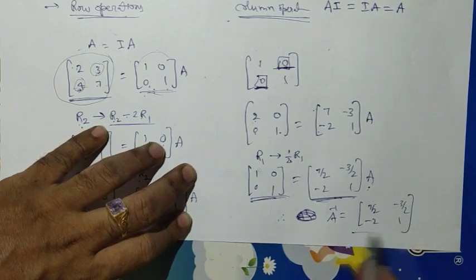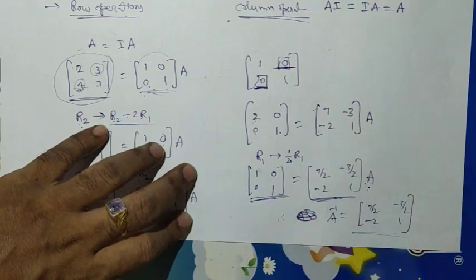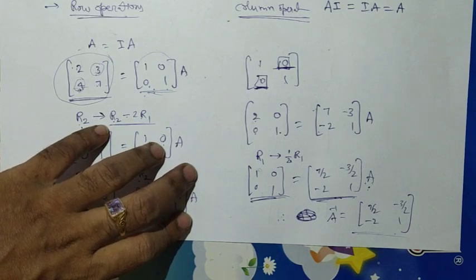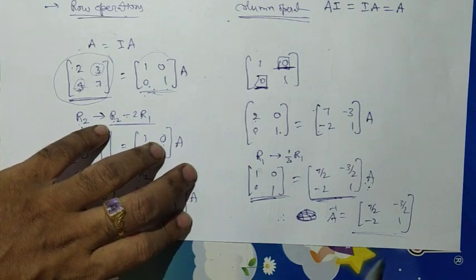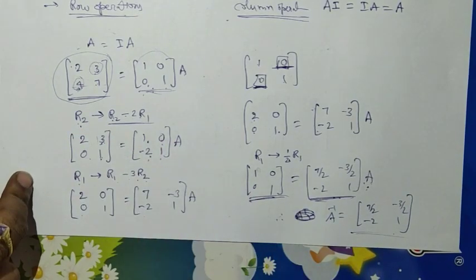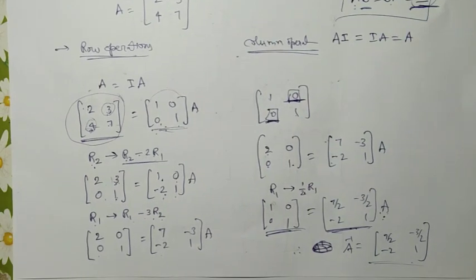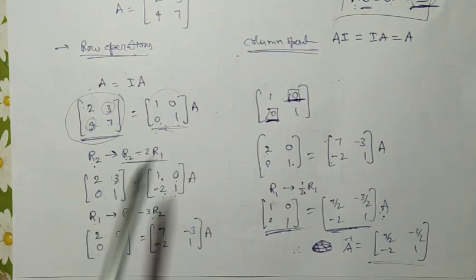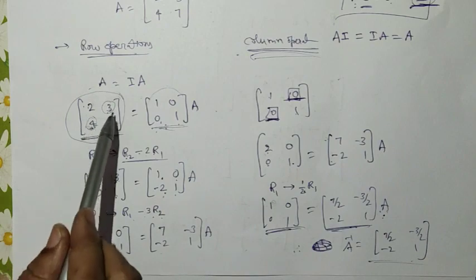If you have a doubt, multiply this with A, you get 1, 0, 0, 1. This is the inverse of A. So, we can find a 2 by 2 matrix inverse by using this method, by using row operations. Similarly, we can apply the column operations and find it. Let us see how to do it by column operations, how to find the inverse of 2, 3, 4, 7.